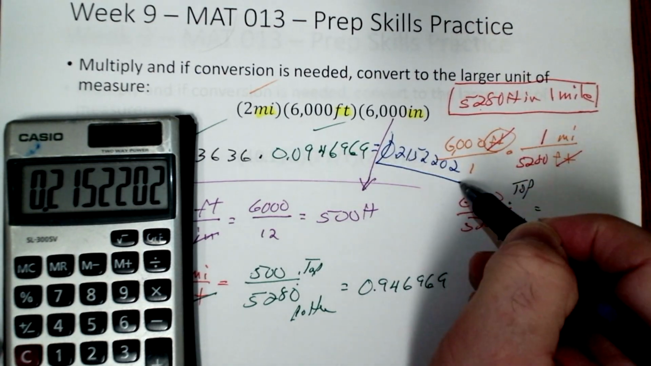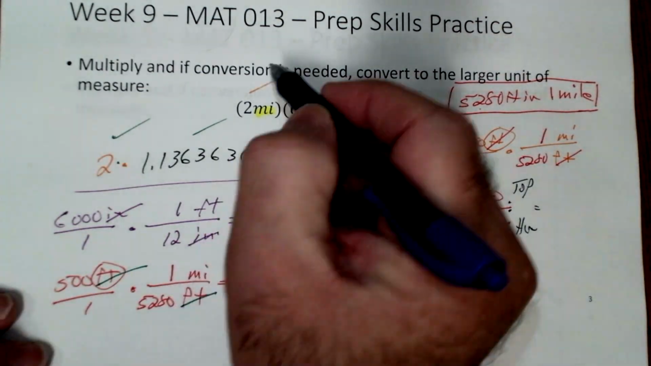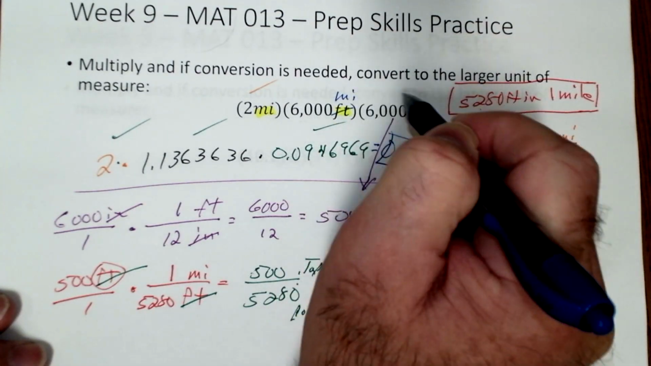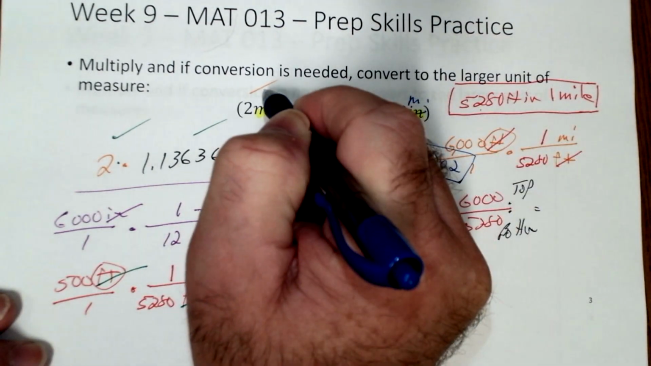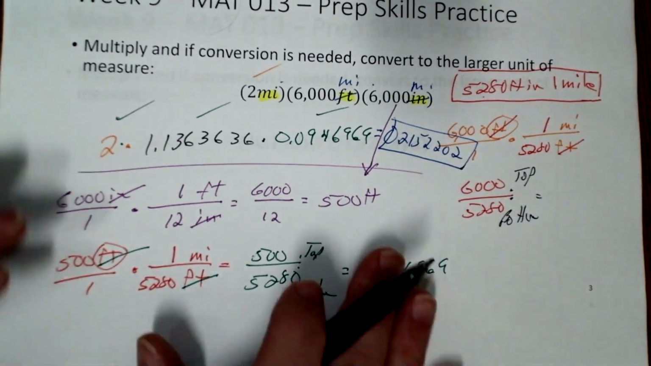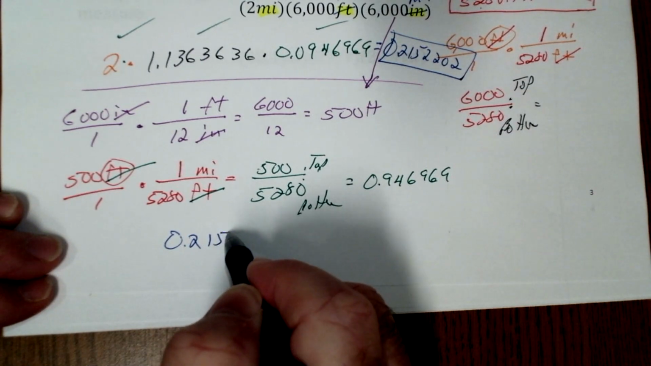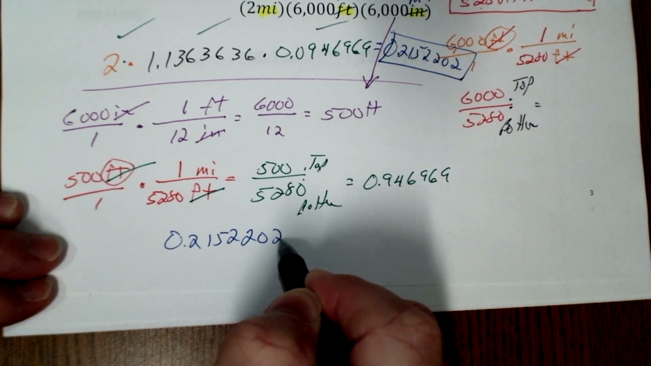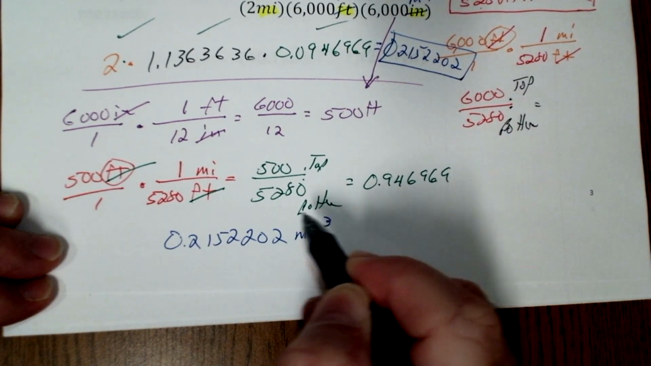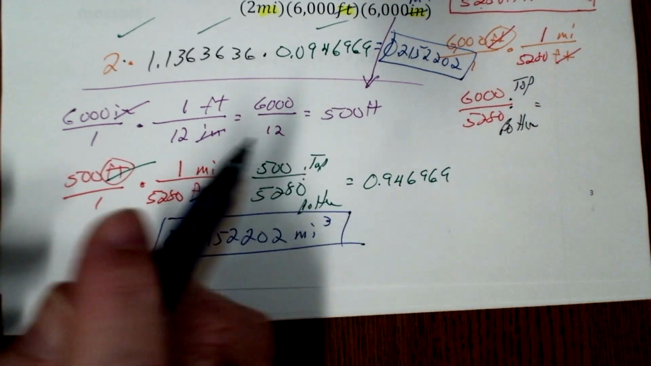52202. So that is our answer in numbers. But now we've got to remember we converted this to miles, and we converted that to miles. And then miles times miles times miles. We'll go ahead and put the answer down at the bottom. That gives us 0.2152202 cubic miles.